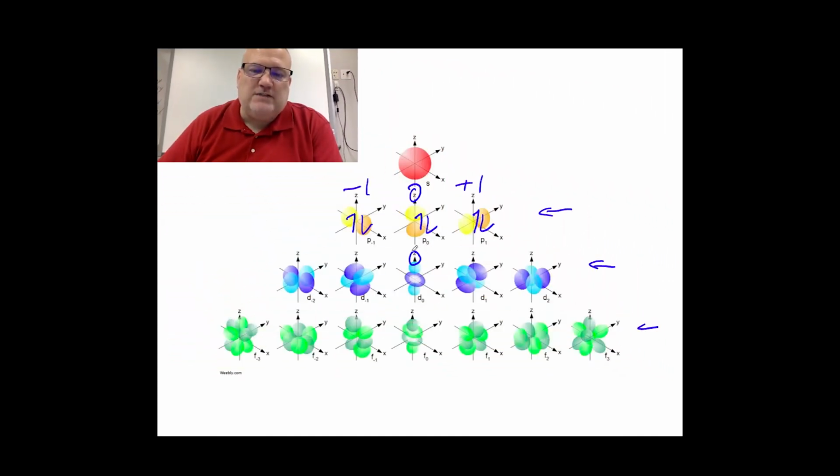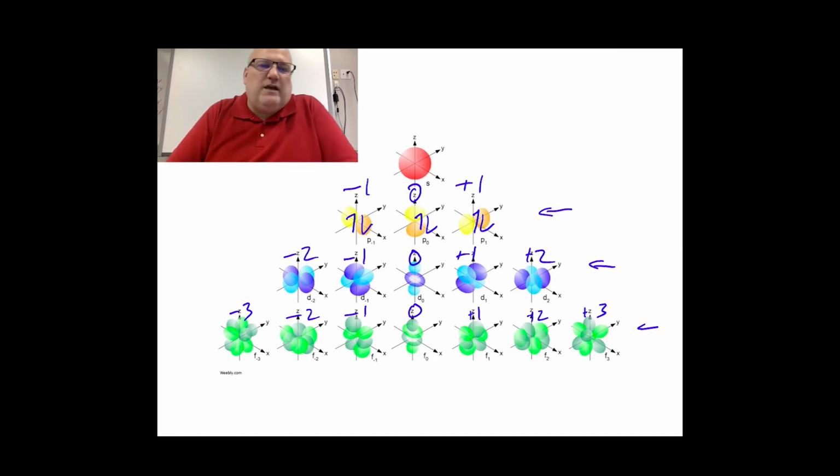Well, this is going to be a 0. This is going to be a minus 1, and this is going to be a minus 2. This is going to be a plus 1, and this is going to be a plus 2. Similarly, if you take a look at our f orbitals, conveniently there is an odd number, 7, and the way it numbers is going to be 0, minus 1, minus 2, minus 3, and over here it's going to be plus 1, plus 2, plus 3.